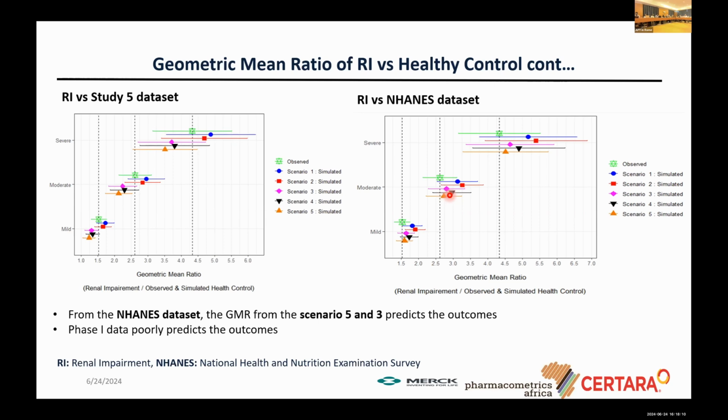to the phase 1 study data. Then with scenario 4, you can see there's a shift, and the shift is due to the addition of other phase 1 studies, because that was scenario 3. Then scenario 5 is the addition of phase 3 data.